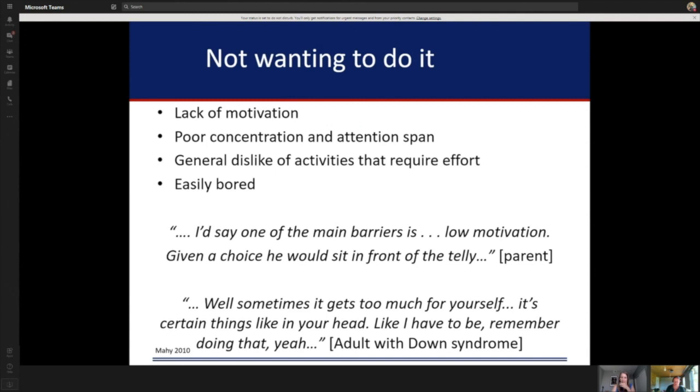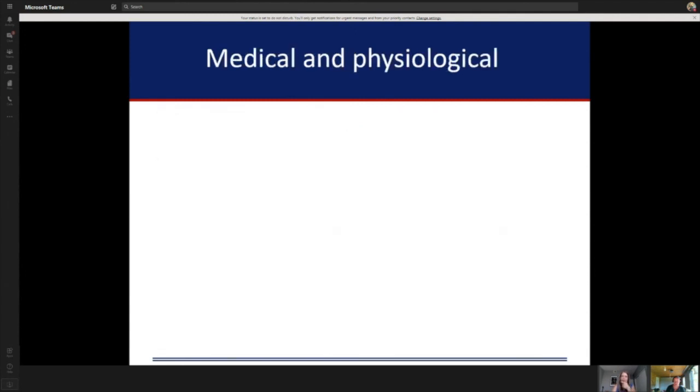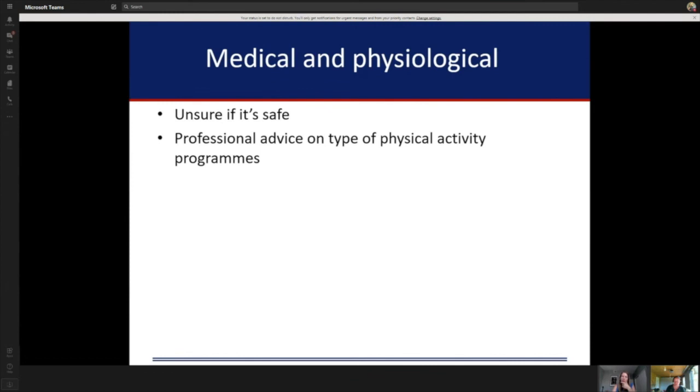And last but not least, there are some medical and physiological issues that people struggle with or are scared of. So staff could be unsure if it's safe to do activities, and they probably would benefit from professional advice on the type of physical activity programs. And I think this is where PTs come in. PTs have the expertise to recommend activities that are safe and secure, but also add to the physical activity amount on a day in a safe way. And I think PTs are great advisors and could have a really nice role for both professional caregivers and families to take away some of these concerns.